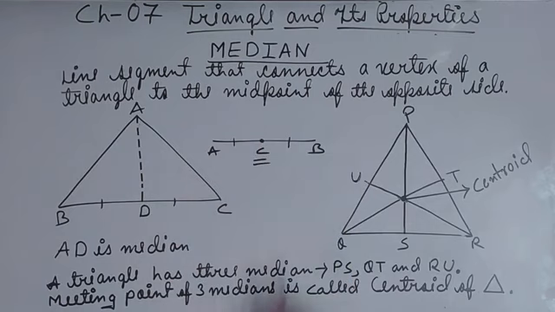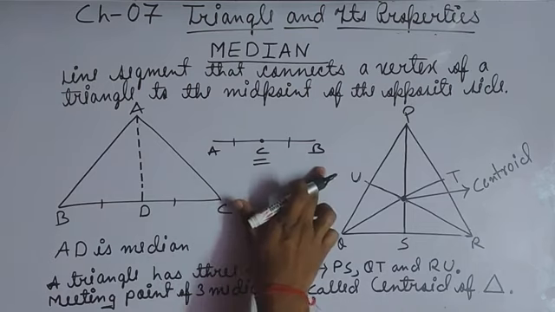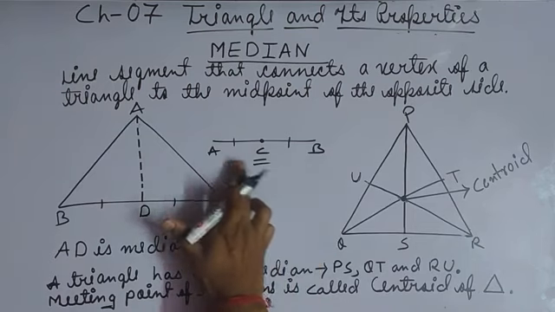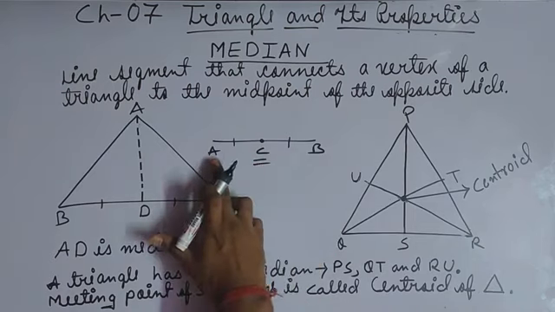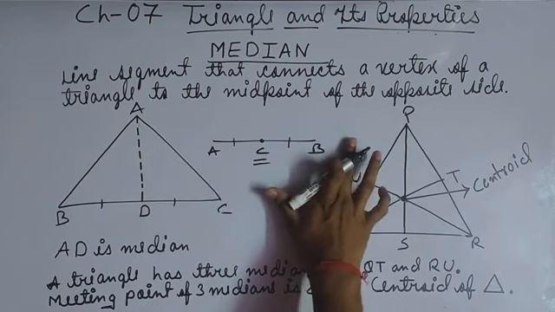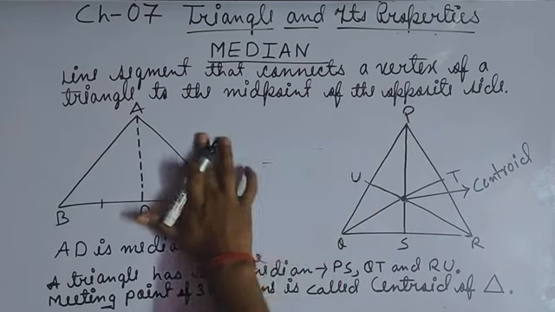Midpoint is a point in a line segment which divides the line segment into two equal parts. So divide this line segment AB into two equal parts, that is AC and CB. And here AC is equal to what? CB, or we can also say BC.